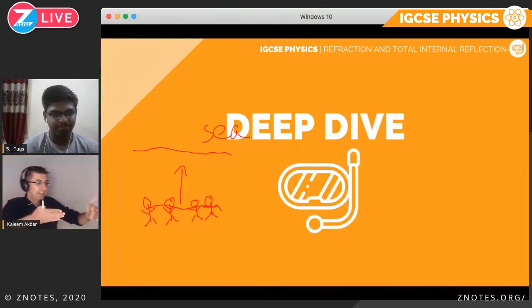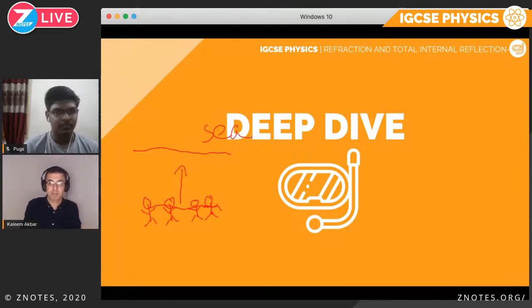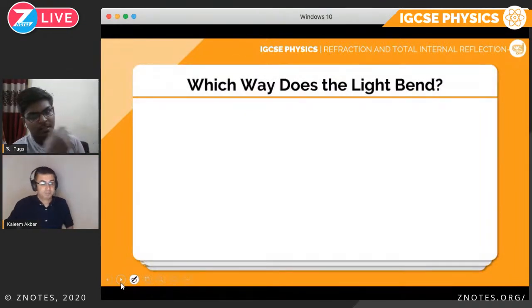And this is the light hitting the glass at 90 degrees. No change in direction. Speed decreases, wavelength decreases, frequency stays the same. Whereas the last example was light hitting the glass at an angle. Speed decreases, wavelength decreases, frequency stays the same. But this time there's a change in direction, and we call that effect refraction. Okay, so let's deep dive into this.